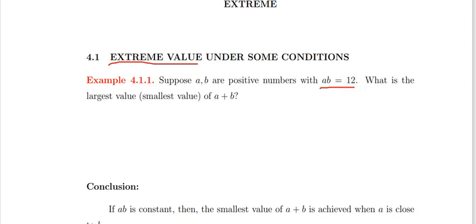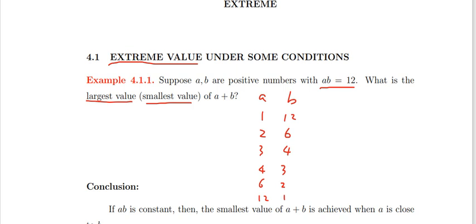We want to find the largest value or smallest value of a plus b. So we have many possible a, b, right? Let's say if they are positive integers and ab equals 12, then a, b could be 1, 12, or 2, 6, or 3, 4. Or 4, 3? Oh, these are the same, like 6, 2 and 12, 1.